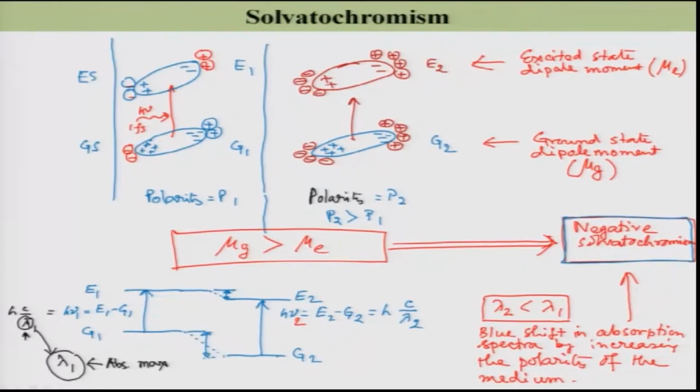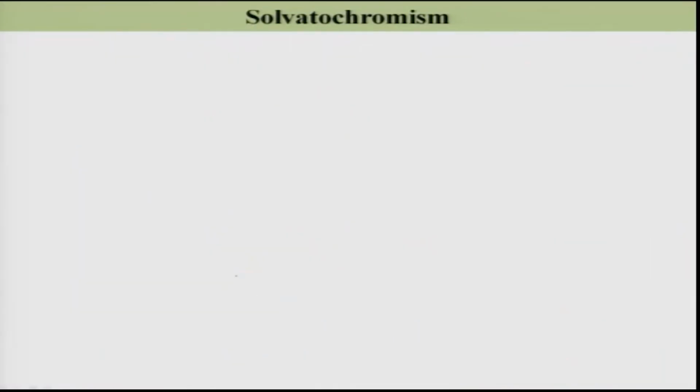In this case what we have seen is that there will be a blue shift in the absorption spectra by increasing the polarity of the medium for a molecule whose property is that the ground state dipole moment mu g is greater than the excited state dipole moment mu e, right. So, let us see what happens if the situation is just reverse. What I want to say is, in the case where the excited state dipole moment is more than the ground state dipole moment, what will the situation be? So, here my condition is that mu g is less than mu e, right.